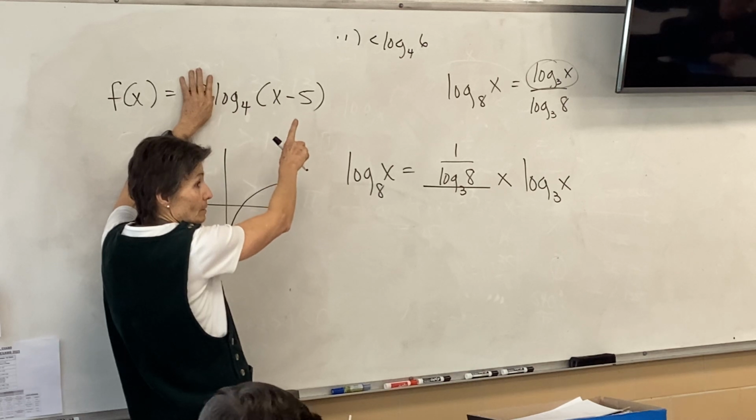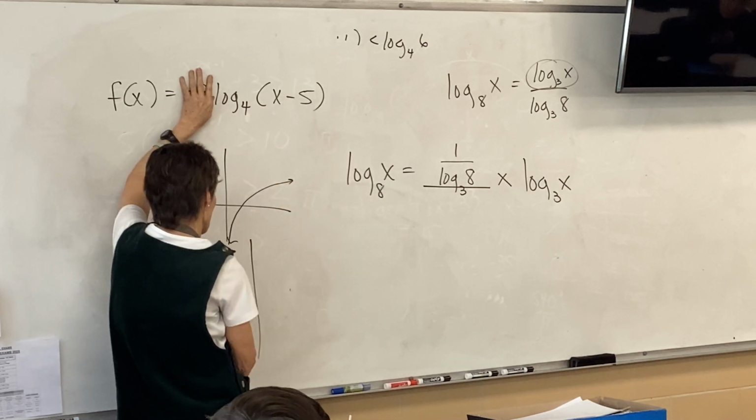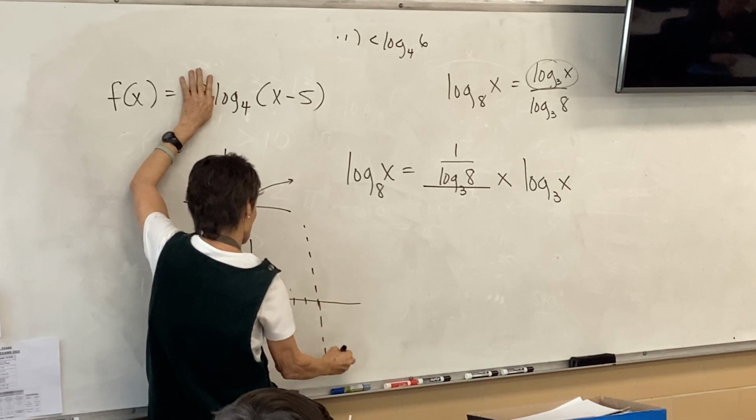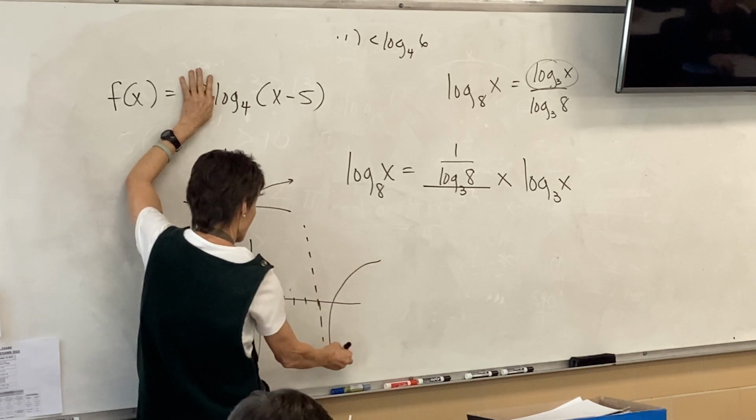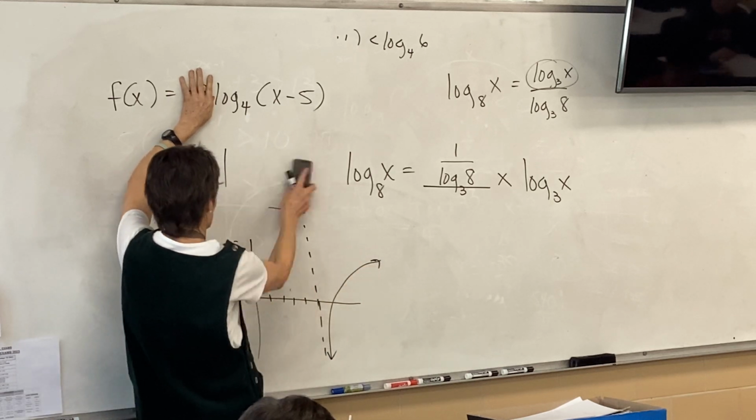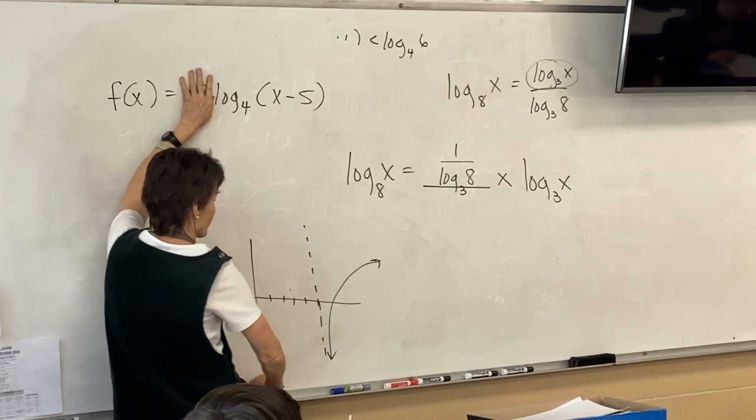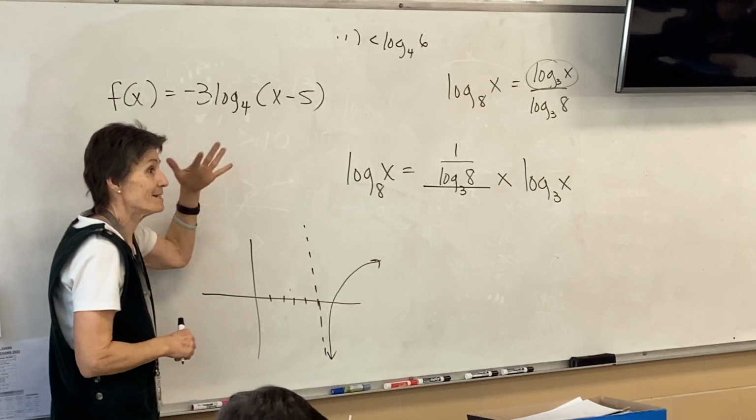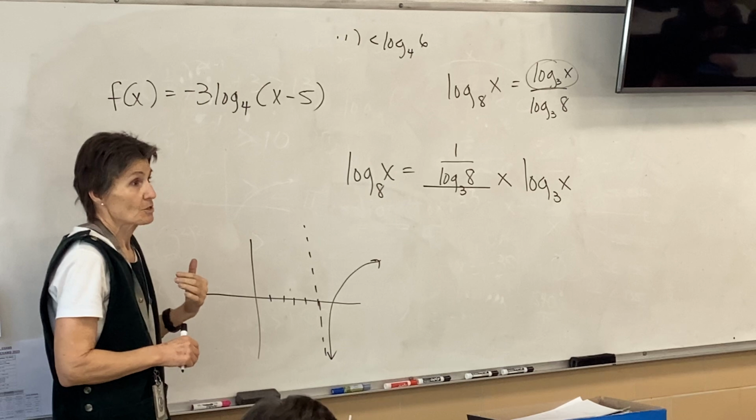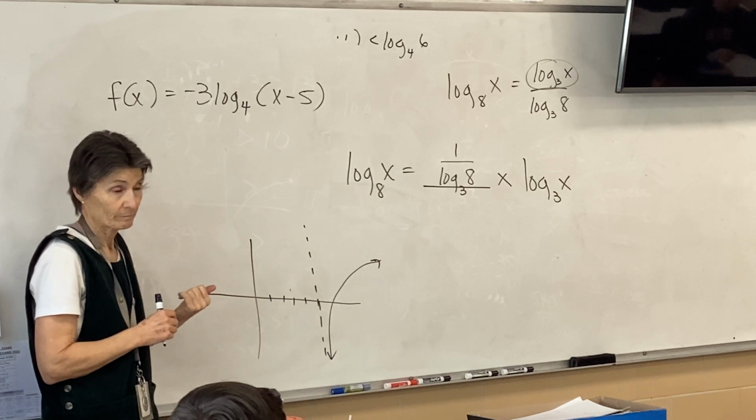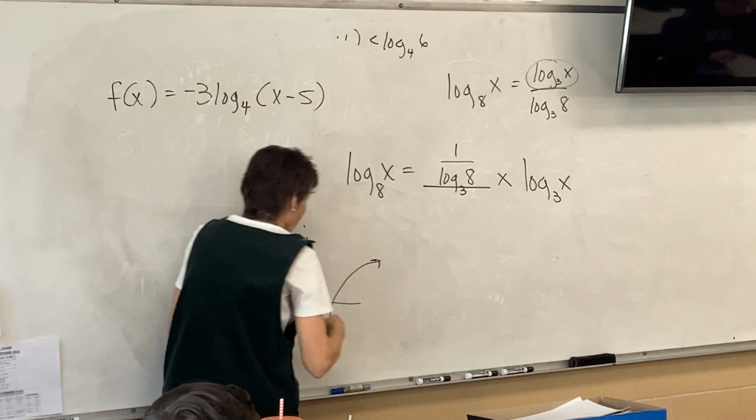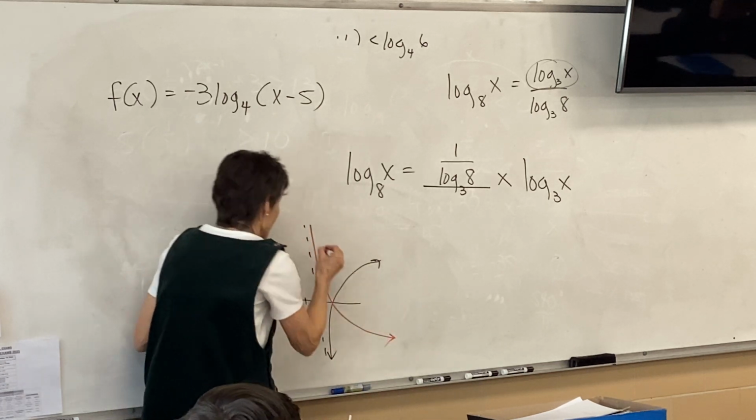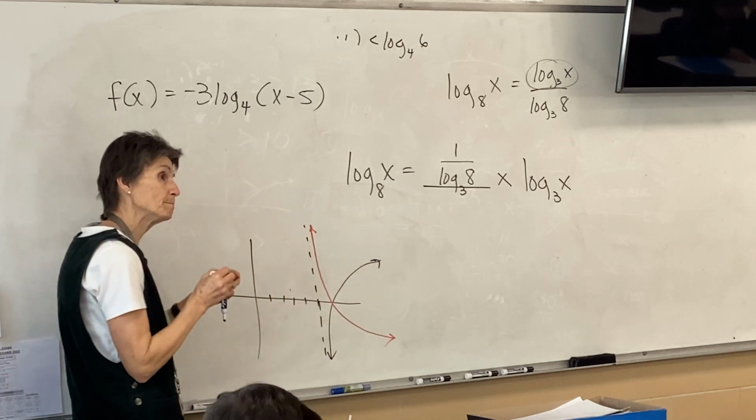Now, it's been shifted 5 to the right, so let me shift it over 5 to the right. So how's that? Is that okay with everybody? We good? Now, I've multiplied it by a negative number. So what is that going to do? Flip it. So now it's going to look like that. Would you agree that it's the red one?